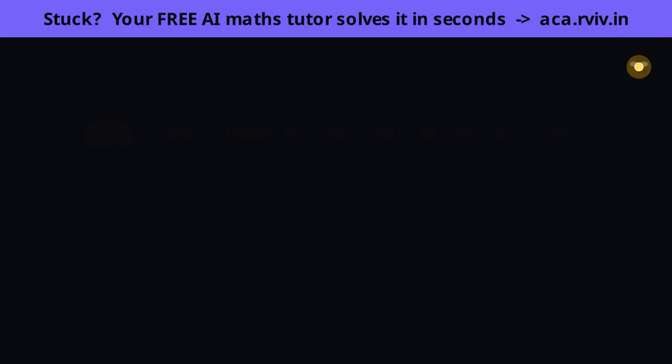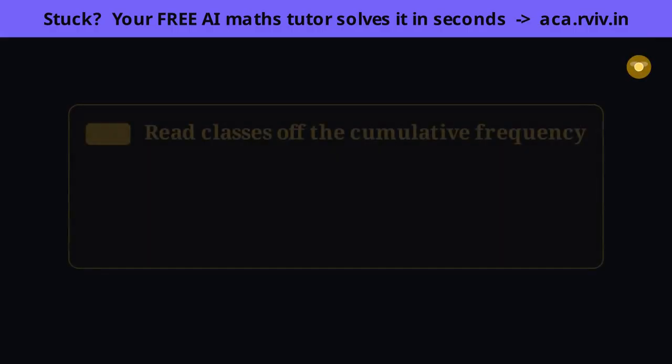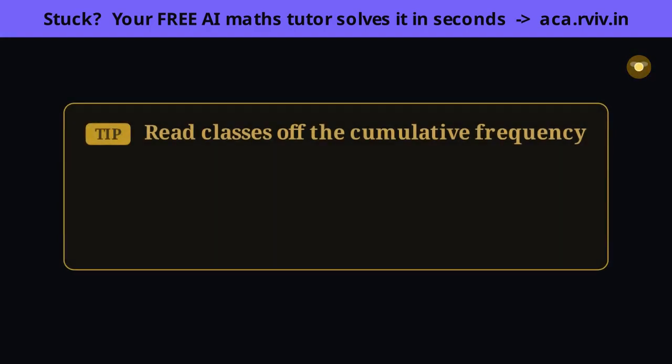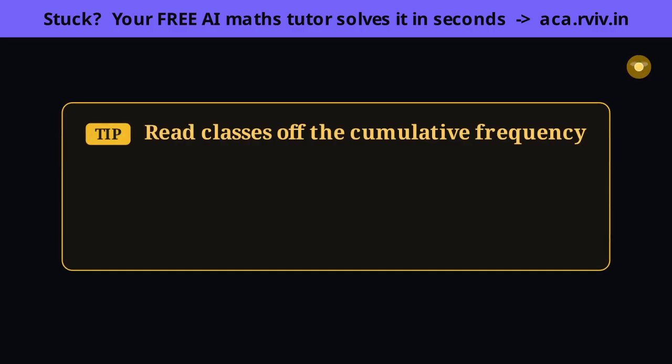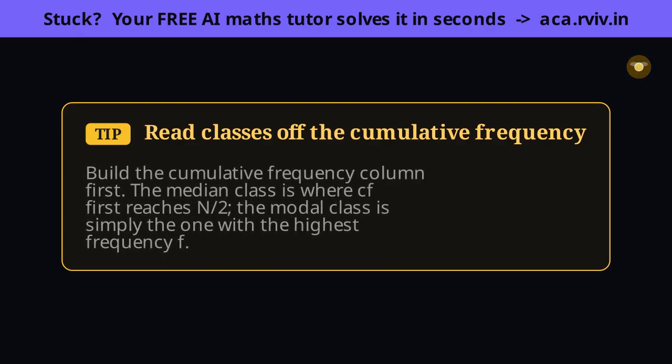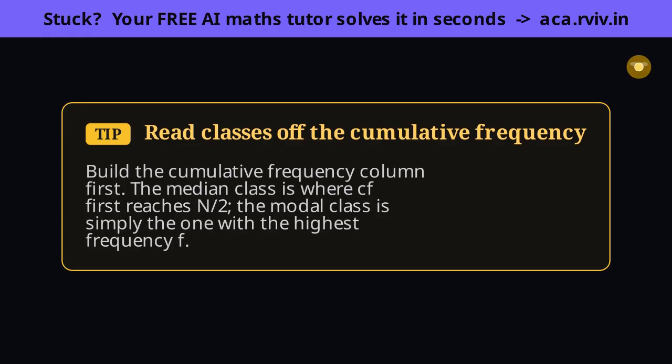Before you touch either formula, build the cumulative frequency column. It's the ogive in numbers. The median class is the first one whose cumulative frequency reaches n over 2, because that's where the ogive crosses the halfway height. The modal class is even easier, just the tallest bar, the class with the largest frequency. Identify the right class first, then substitute. Picking the wrong class is the single biggest source of lost marks, and the cumulative column stops you guessing.